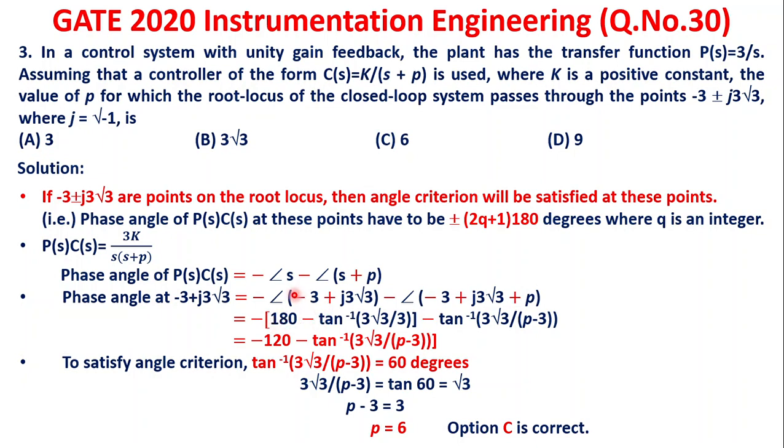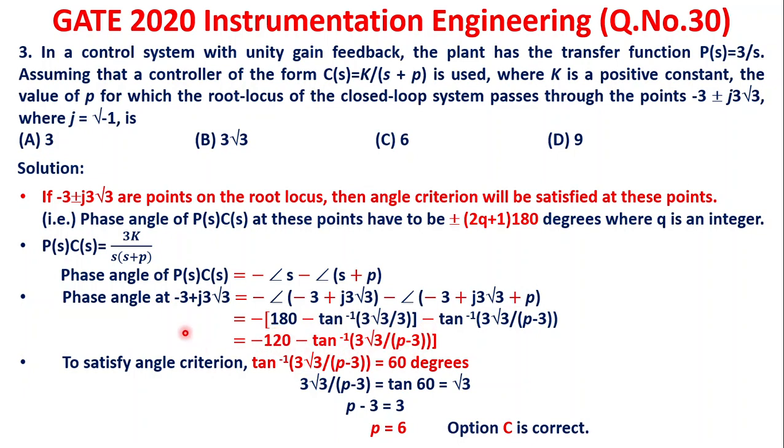So 180 minus tan inverse of imaginary part 3 root 3 divided by real part 3. Here I am not taking the minus sign, positive, so minus, because the point is in the second quadrant. Minus tan inverse of, here the imaginary part is 3 root 3, the real part is p minus 3. Now 180 minus tan inverse of 3 root 3 by 3, this is actually 60 degrees, so it is minus 120 minus tan inverse of this.